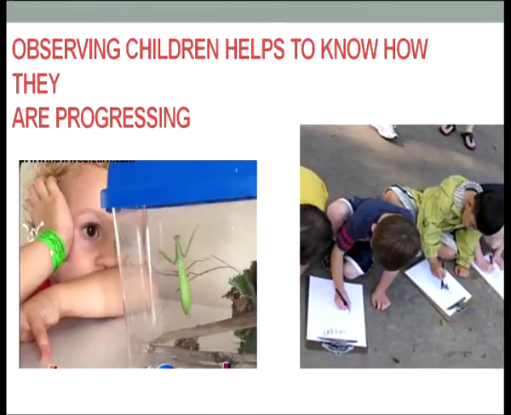For example, if you see in this picture, there is an insect in the jar, which we say teaching through collections. And look at the child, how the child is looking at the insect in the jar. So the teacher can see that there is a curiosity, there is an inquisitiveness in the child. How the children are working with the worksheets, how they are expressing on the worksheet.